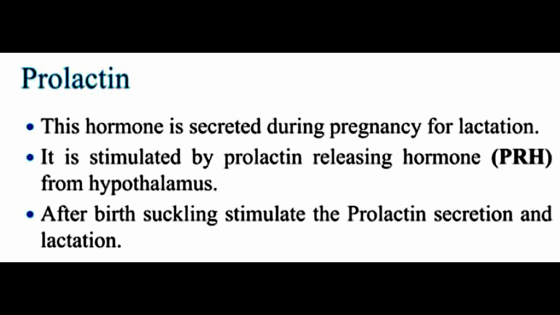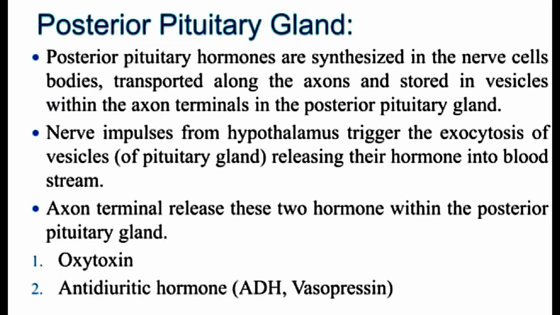Beta-tropin mobilizes the fat from the adipose tissue and promotes lipolysis. Now coming to the posterior pituitary or the neurohypophysis. What are the parts of the posterior pituitary gland? Three parts: pars nervosa, that is the infundibulum process. Second is the neural stalk. Third is the median eminence.